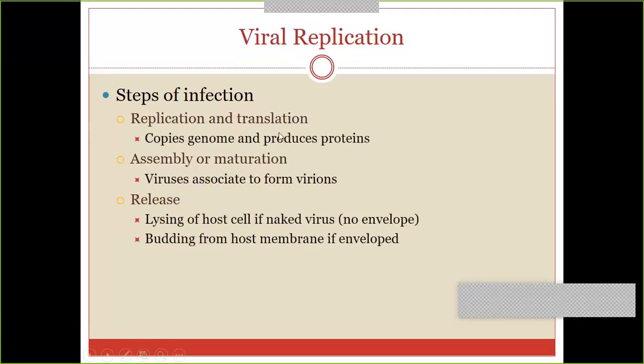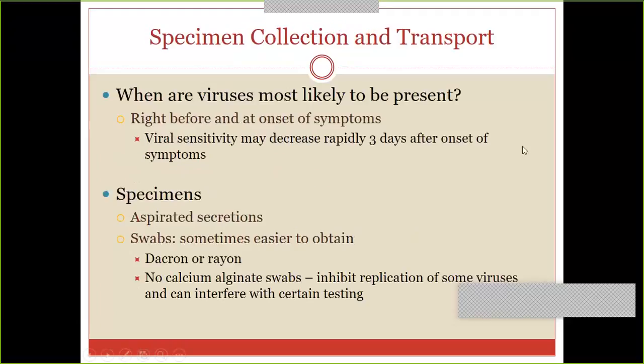Then it's going to make copies of itself because it wants to do its thing, survive, do whatever it can, just like we do. So it's going to make copies of its genome, produce proteins, so this whole replication process. And it's going to assemble. It's going to put it all together into virions, into a complete virus, and then it's going to release it out. Then that new virus is going to go find another cell, attach, penetrate, do the whole thing. So this whole process just repeats over and over and over again.